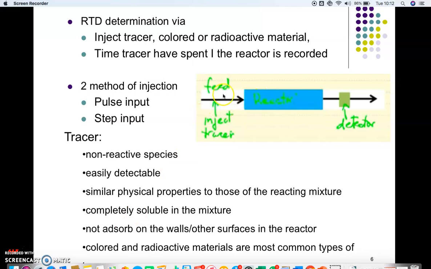So the tracer will be injected at the feed, travel through the reactor, and then come out at the detector. You will take the data here, and when you are doing the experiment, you can diagnose the problem of the reactor from the data that you collected from the detector. There are two methods of injection: one is pulse input, another one is step input. For your syllabus, we will focus more on pulse input.